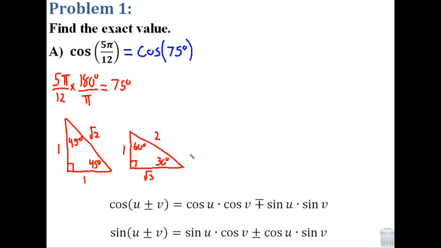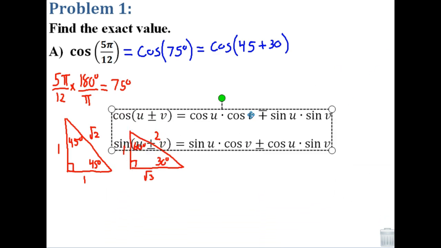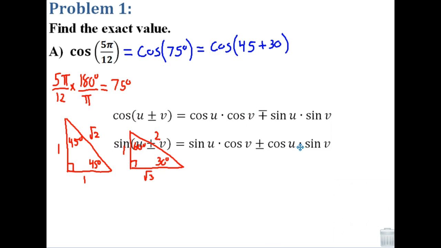So if you told me to find a trig ratio for any of these angles, 45, 30, and 60, we could do that because we have our special right triangles. So the goal here is going to be to write 75 in terms of these angles I know how to deal with. Well, 75 is 45 plus 30. So I'm just going to rewrite this as the cosine of 45 degrees plus 30 degrees. And then what that's going to allow me to do is apply my sum and difference identities, which I'm going to pull up here, to actually evaluate this.